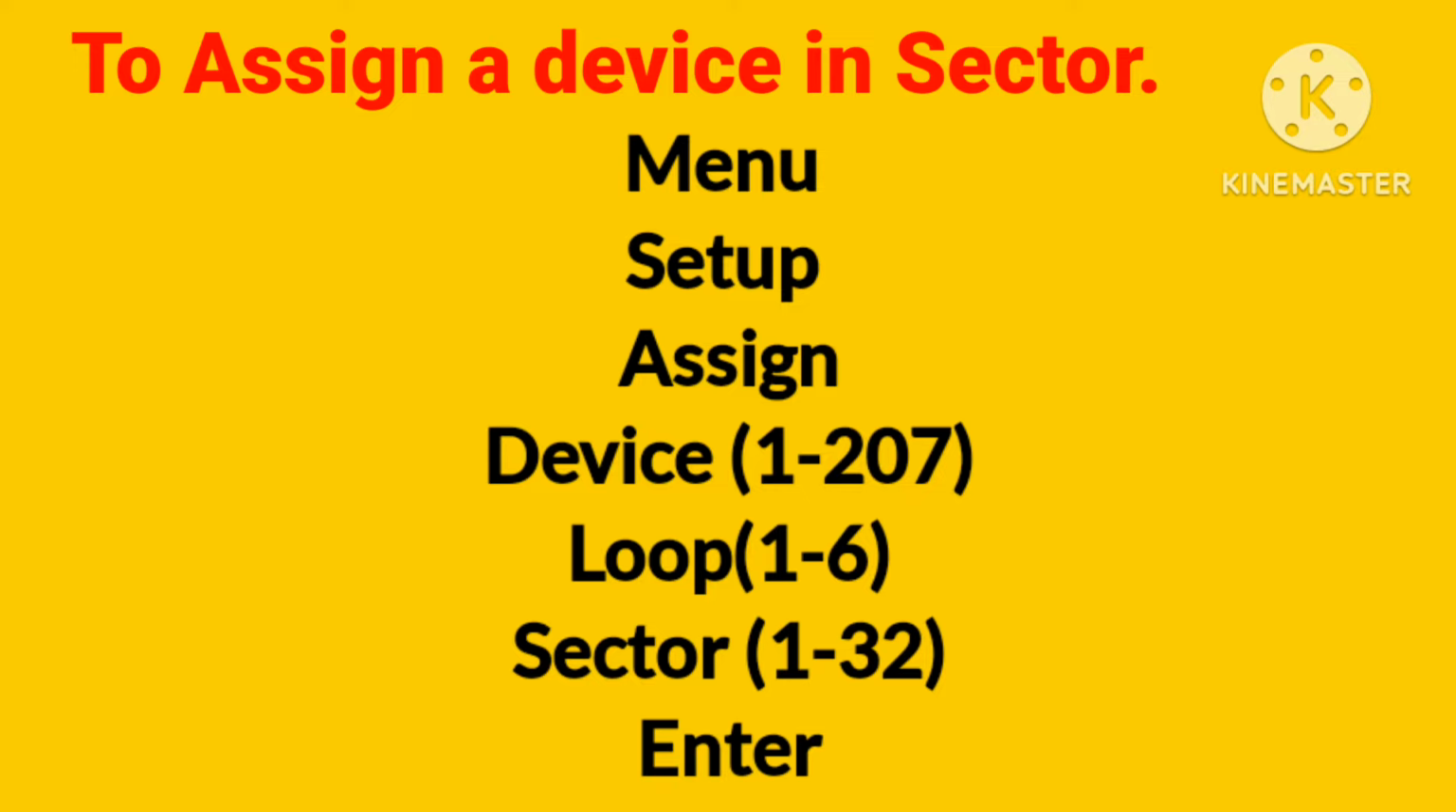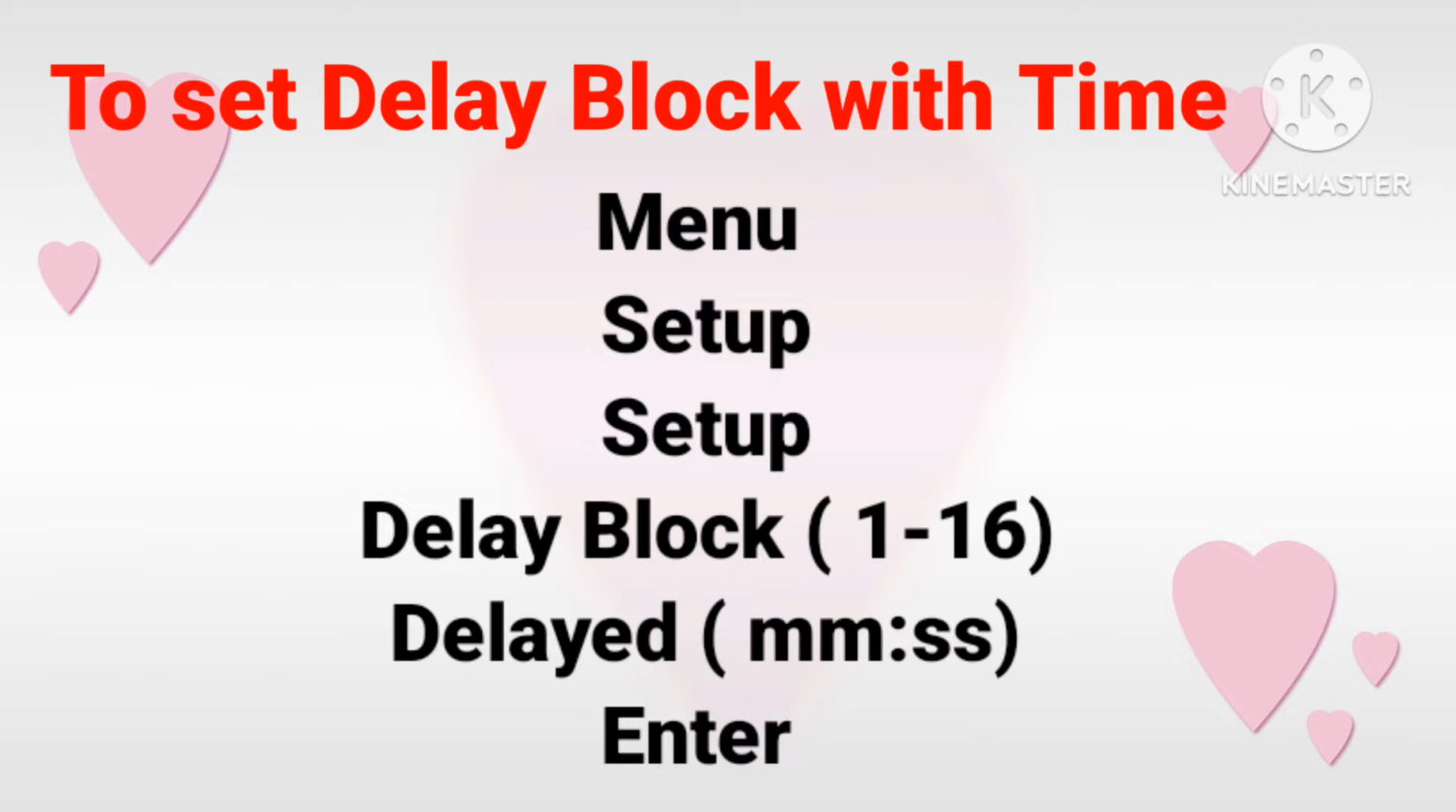So as you see here, how to assign a device in a sector: first we go to menu, then setup, then assign. There is an option for assign, and there we put the device number, anyone from 1 to 127, then the loop number of that device, then the sector where you want to put that device, then enter. Like sector 1, sector 2, 1 to 32 sectors. Like this you will be able to assign a device in that particular sector.